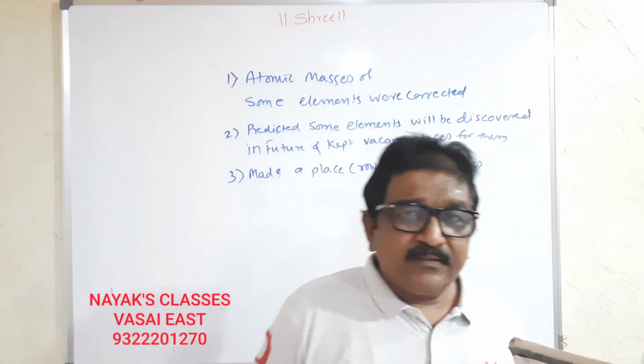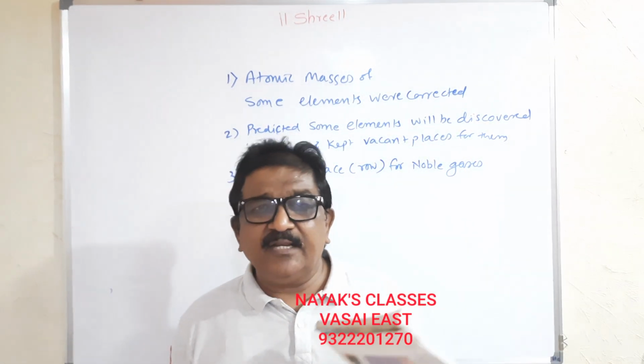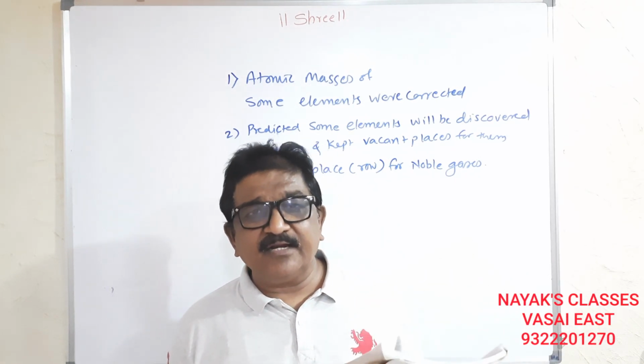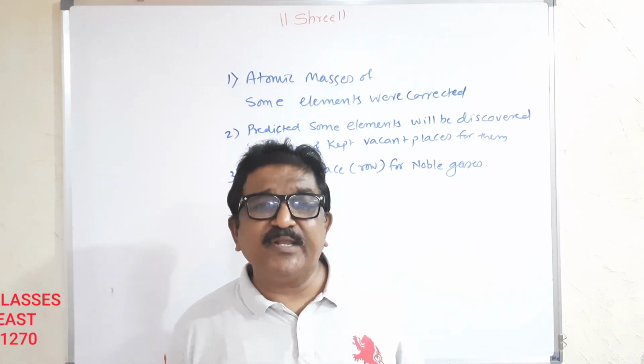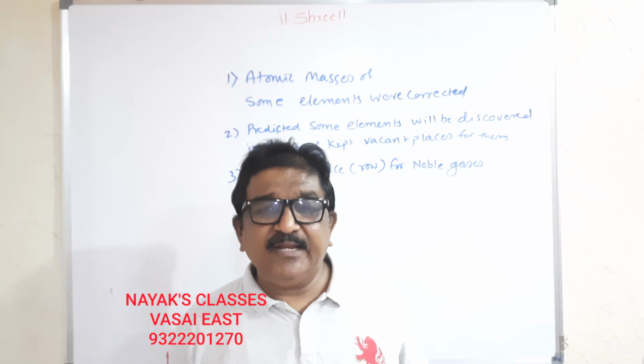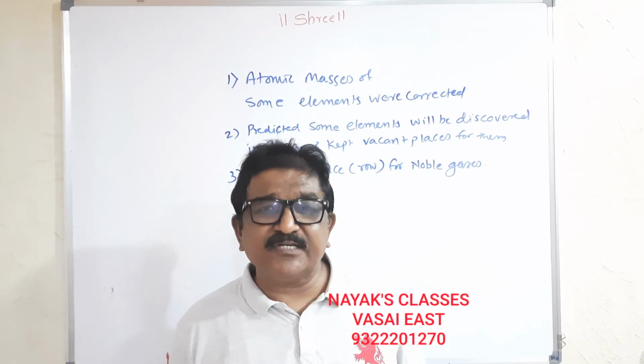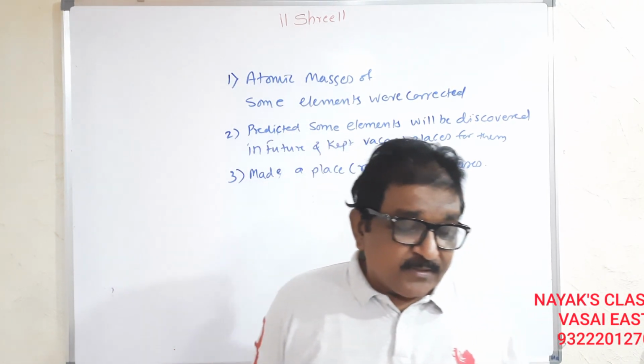Scientists were taking wrong atomic masses of certain elements. They were corrected because of Mendeleev's periodic table. This was the first merit. So what happened?